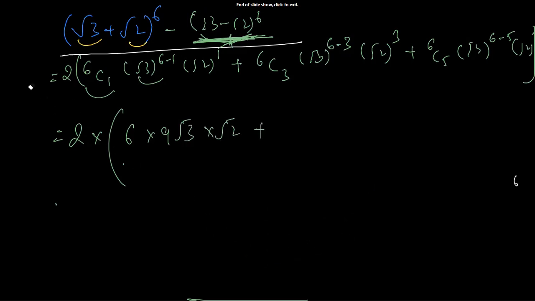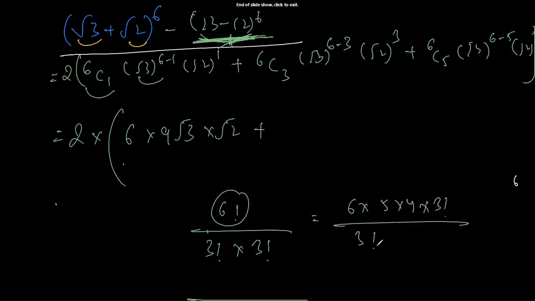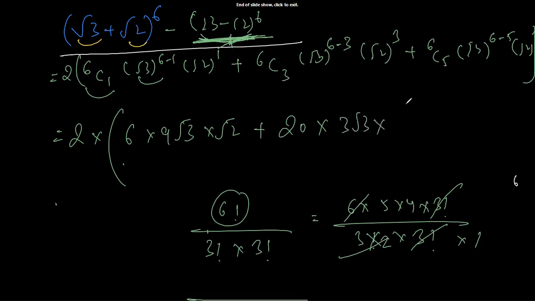Then plus, moving to 6C3. 6C3, you will get 6 factorial divided by 3 factorial and 6 minus 3, that is 3 factorial again. So I will open this 6 till 3 factorial. So 6 times 5 times 4 times 3 factorial cancels out with 3 factorial. Now 3 factorial means 3 times 2 times 1. 3 times 2 is 6, 6 will cancel out 6. So 5 times 4 is 20. Root 3 raised to the power 3, because 6 minus 3 is 3. So root 3, you are writing 3 times, so root 3 means 3 root 3, and root 2 raised to the power 3 means 2 root 2, right?